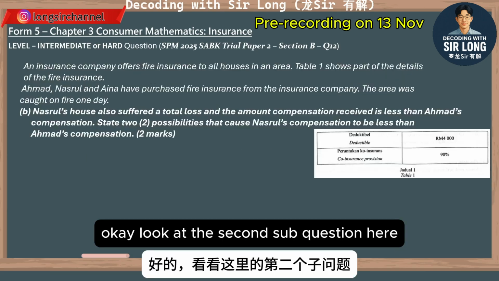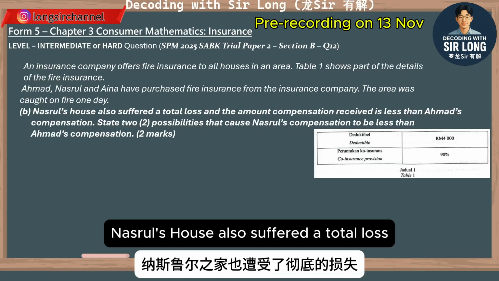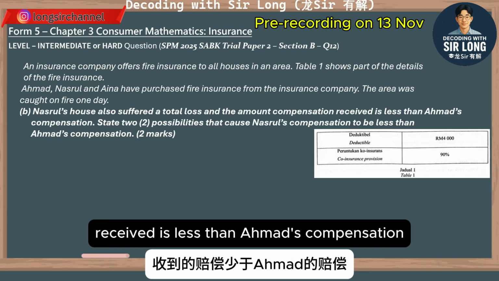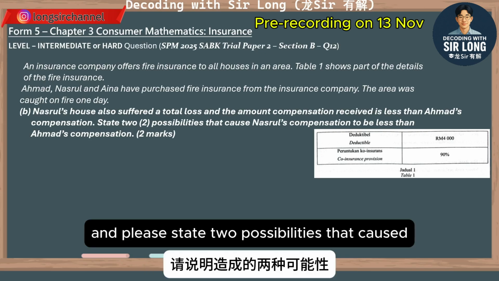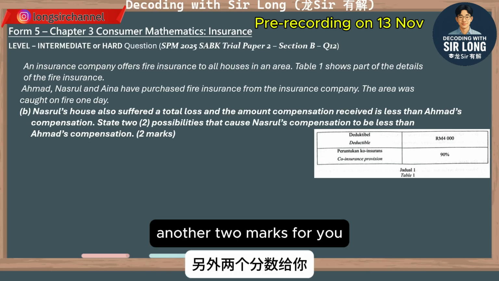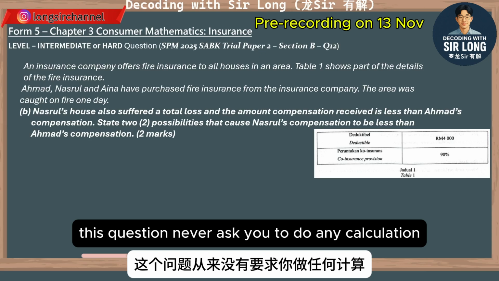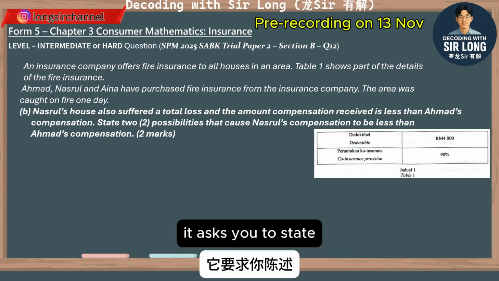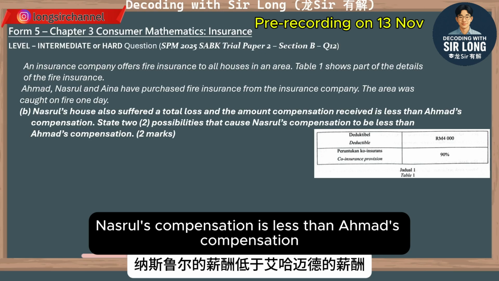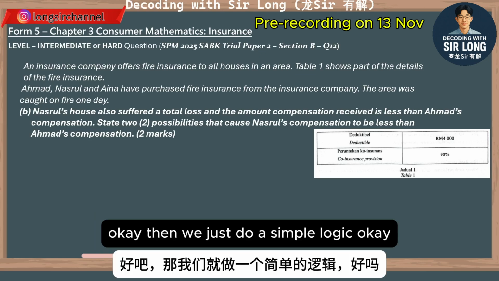Okay, look at the second sub-question here. Nasrul's house also suffered a total loss and the amount of compensation received is less than Ahmad's compensation. And please state 2 possibilities that cause Nasrul's compensation to be less than Ahmad's compensation. Another 2 marks for you. Alright, this question never asks you to do any calculation. It asks you to state 2 possible situations why Nasrul's compensation is less than Ahmad's compensation. Okay, then we just do a simple logic.